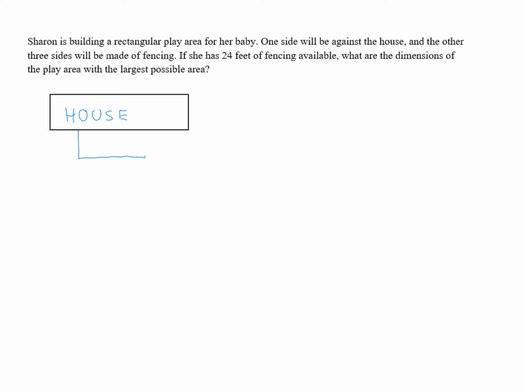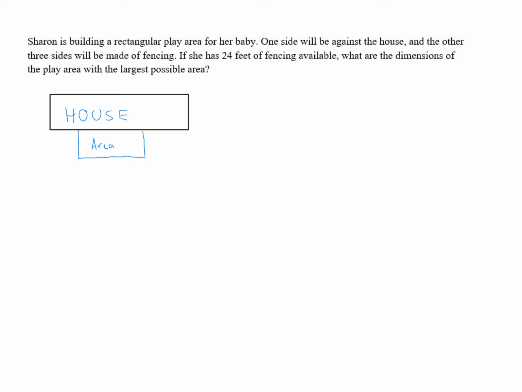So we've got this play area. We can call this the area. And those 3 sides are made of fencing. And we are told she has 24 feet of fencing available. What are the dimensions of the play area with the largest possible area?